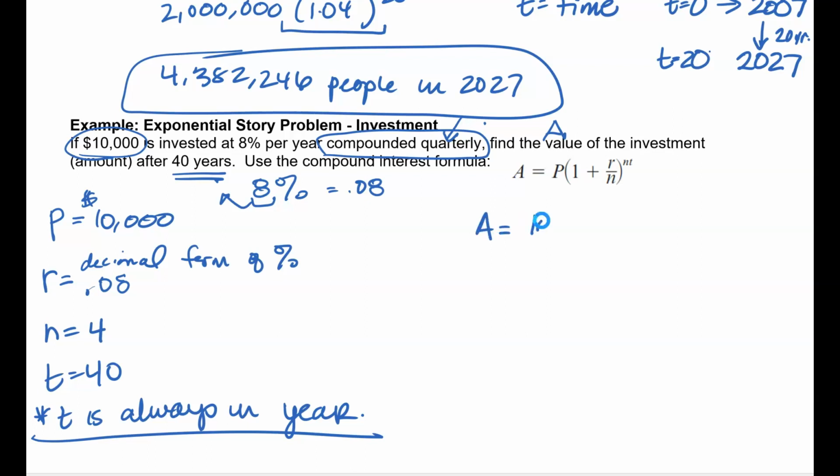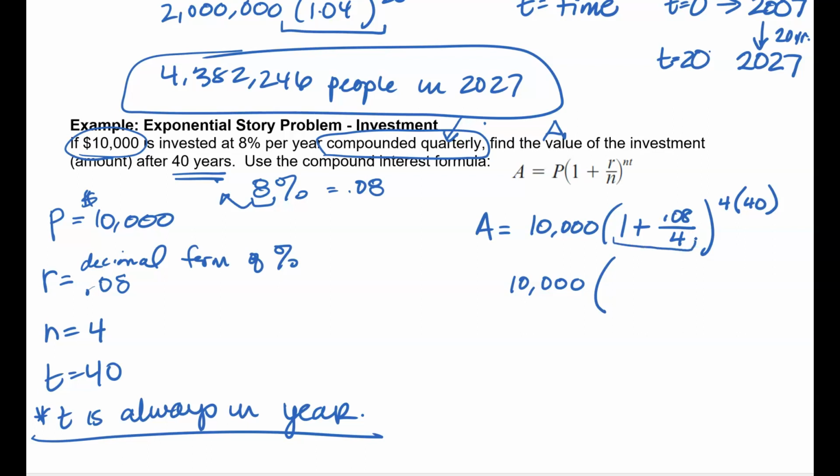So I'm going to say A equals 10,000 times (1 plus 0.08 divided by 4) raised to the 4 times 40 power. If you have a TI-34 calculator or a TI-30, you can certainly put this in all at once if you want. I'm just going to show you how to do this step by step. And so I'm going to evaluate just this part in my calculator. I get 1.02. And then I'm going to evaluate just this. So 4 times 40, that's 160. Then you can go ahead and evaluate this. Raise 1.02 to the 160 power, and then multiply it by 10,000.